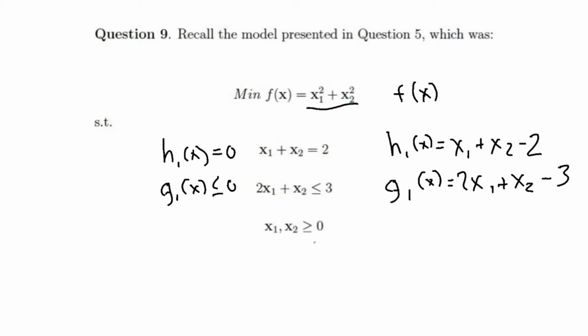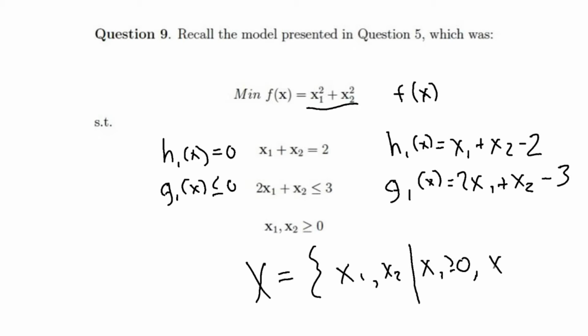And then x1, x2 greater than or equal to 0, we will handle by defining the set capital X, which is the set of all x1, x2, such that x1 is greater than or equal to 0, and x2 is greater than or equal to 0. Now we have the problem stated in the canonical form that we covered in the lecture notes for a nonlinear program, and we can then move on to the next step of creating the Karush-Kuhn-Tucker conditions based on that canonical form. Now we need to compute some gradients.